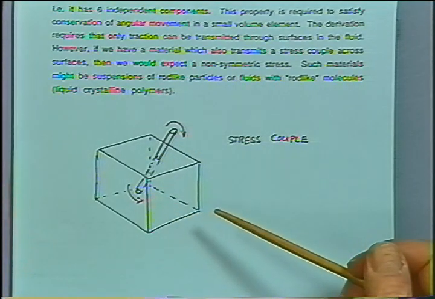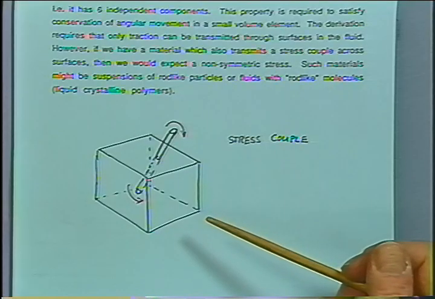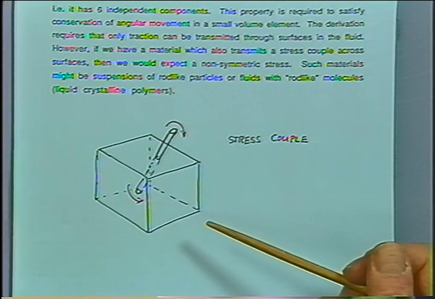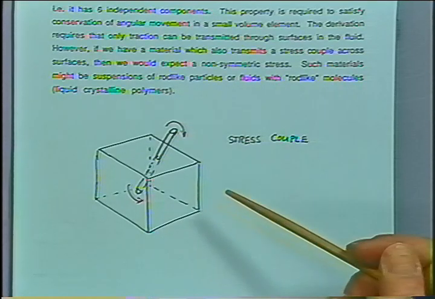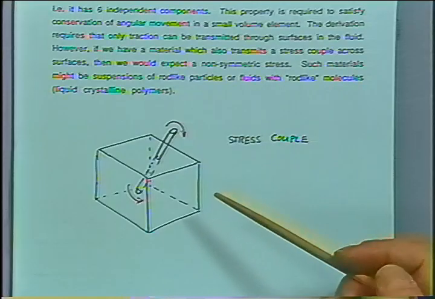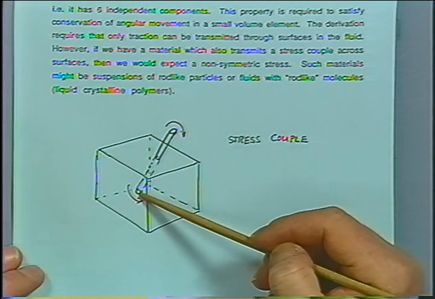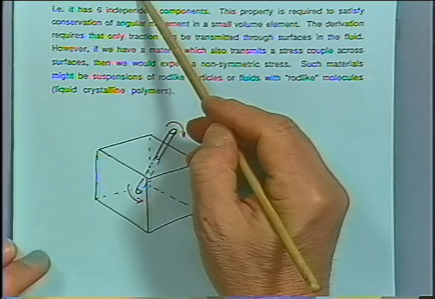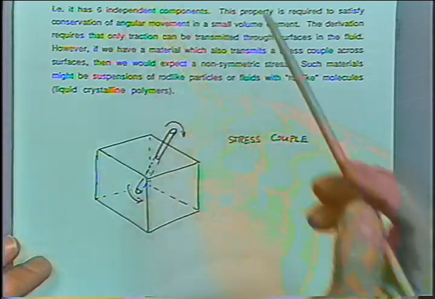The same phenomenon might occur in fiber suspensions. Nobody really could pin down that question experimentally. Theoretically, people looked at the consequences of couple stresses transmitted. And one consequence would be that the stress tensor is non-symmetric. Okay? So in the following, we will assume that it is symmetric. Couple stresses will be neglected.